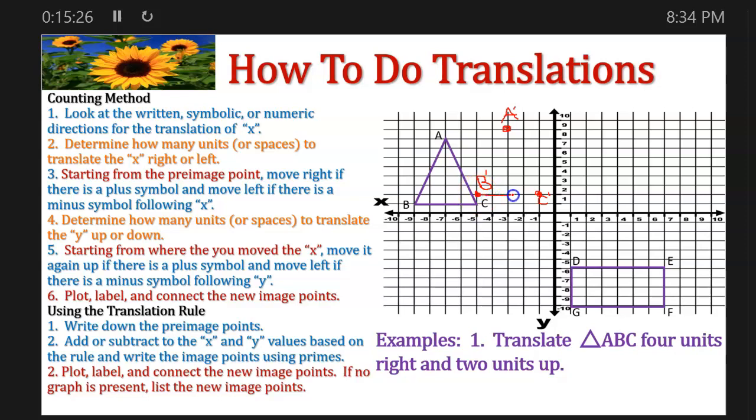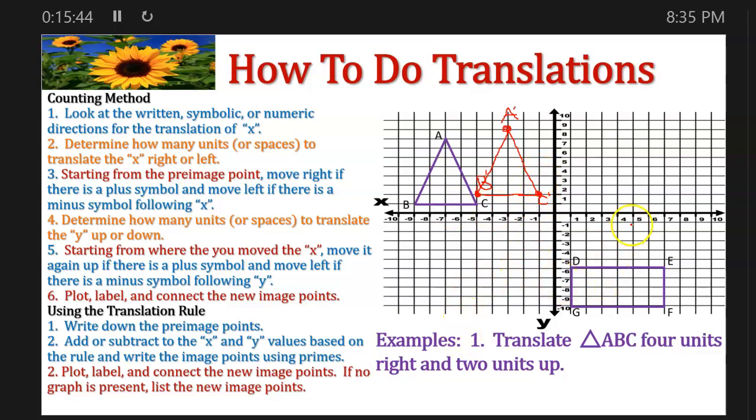Now, the last thing to do is just to connect our A, B, and C so that we can draw our A prime, B prime, and C prime triangle. So notice the triangle is the same size and same orientation. It just has been moved to the right and up.